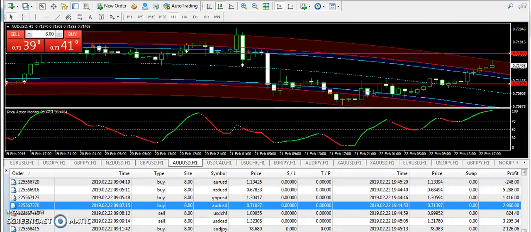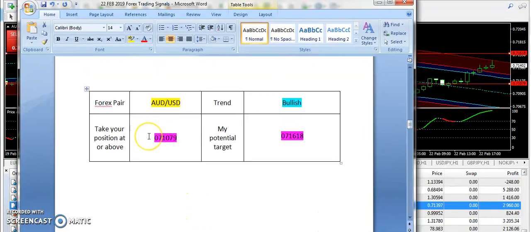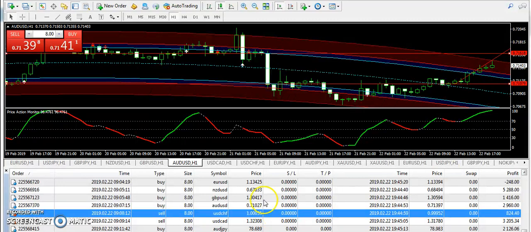Okay, now let's talk about AUD USD. I'm going to take you towards the signals report with the same bullish expectation on AUD USD. 071079 was the bullish entry, and 061618 is the target price. And guys, you can see, however, the move was not very strong, but overall, slowly, AUD USD has moved up, and it has given us very good results on this pair.